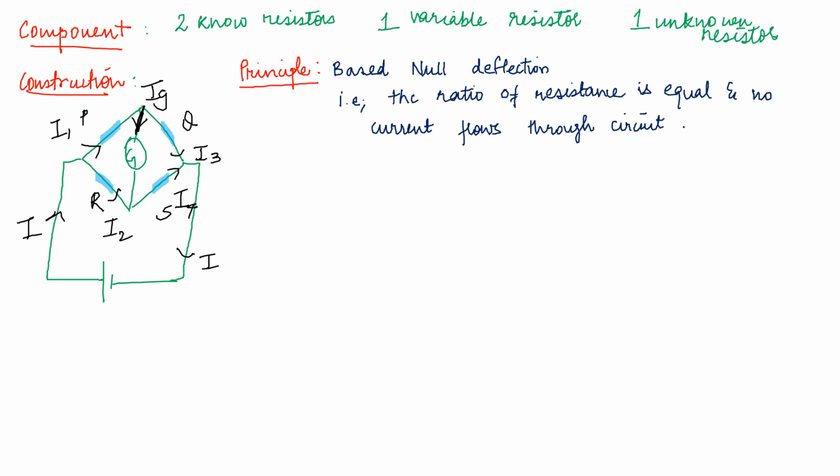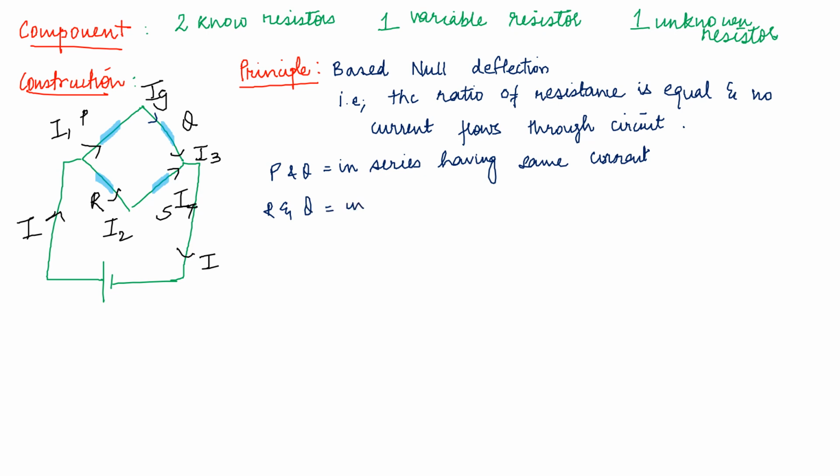Okay, so now when we are saying that no current flows, this one particular arm gets lost, like it's not visualized. Now the circuit remains like this. Here we will see that P and Q are in series having the same current, and next to it are R and S. The same condition goes with them, in series having the same current.